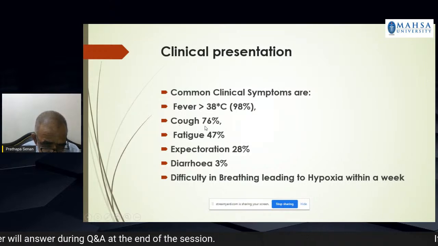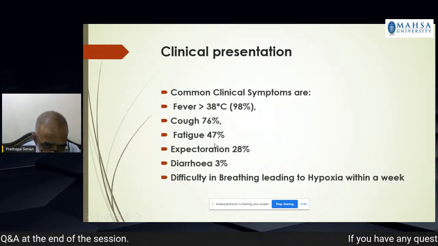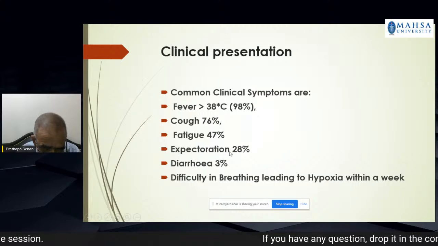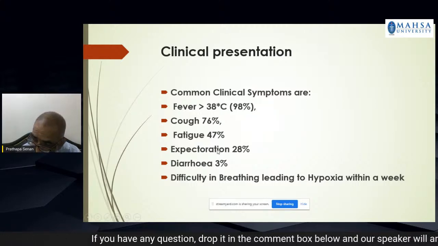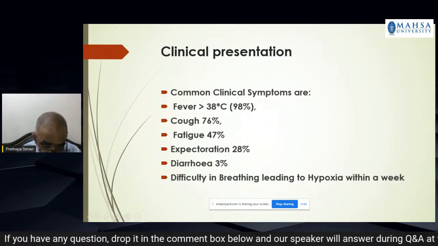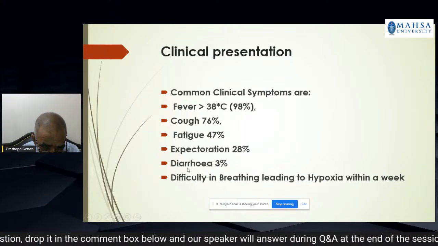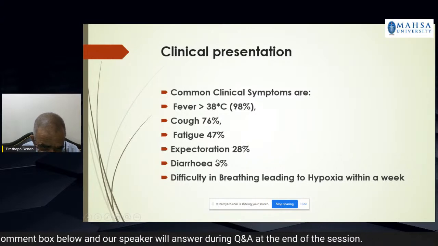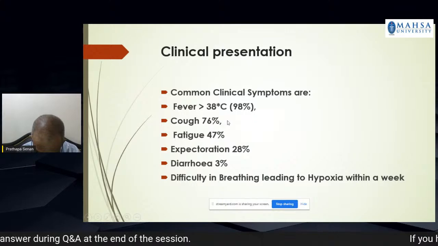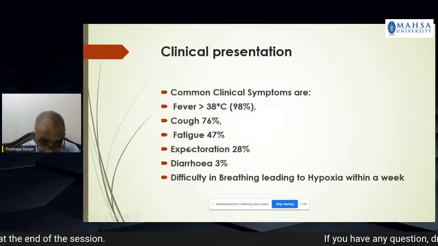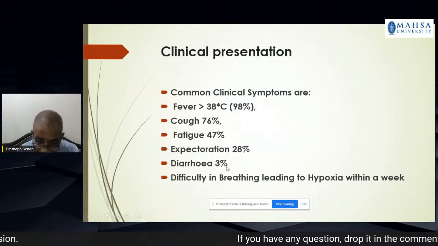And cough, 76%. Fatigue, 47%. Expectoration, 28%. Expectoration means you cough out phlegm. And diarrhea, 3%. Diarrhea is mainly because the infection is in the oropharynx region. You tend to swallow your saliva, and that's how it goes into your gut.